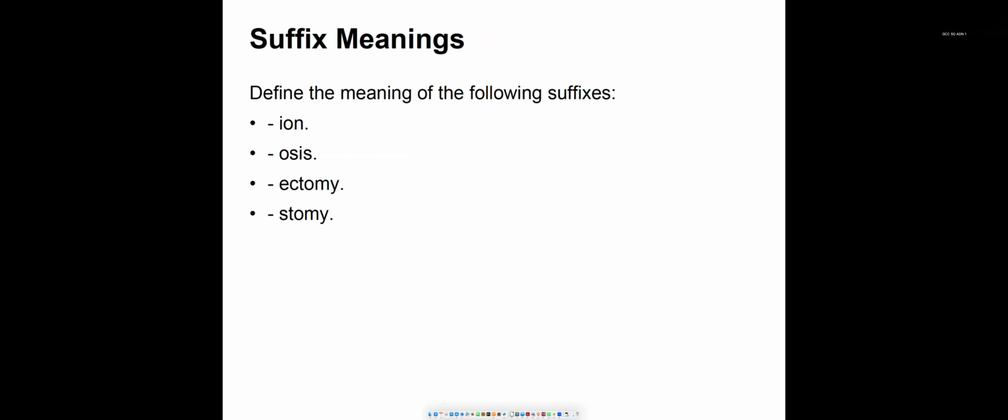Let's look at some suffix meanings here. So you have -ion, which is process or action. For example, digestion, the process of breaking down food. -osis, condition, often abnormal or diseased. Cirrhosis, a disease condition of the liver. You have -ectomy, surgical removal. So appendectomy is the surgical removal of the appendix. And then you have -stomy, which is creation of an artificial opening. So colostomy is the creation of an opening of the colon through the abdominal wall.